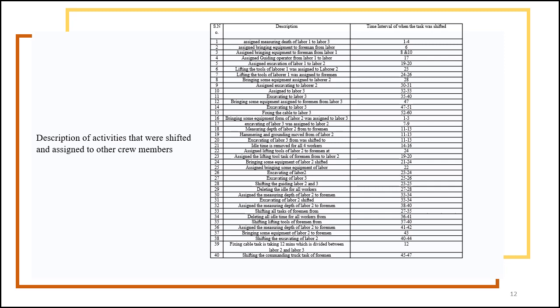Here we have the description of activities that were shifted and assigned to other crew members. For example, we have measuring depth, which was done by laborer 1 assigned to laborer 3. Or we have bringing equipment, which was done by laborer 1 assigned to the foreman, and so on and so forth. And on the next column, we have the time intervals of when the tasks were shifted.